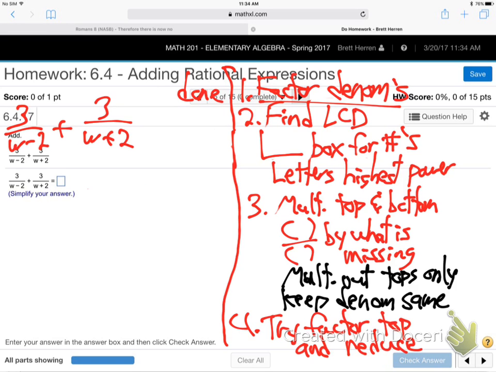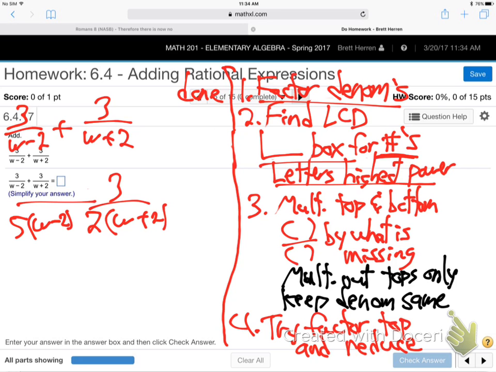Step two, find the common denominator. Now, if you have numbers, you do the L-box thing. If you have letters, you just take the highest of each. Now remember, what do pluses and minuses do? Glue things together, right? So when I say numbers, I mean if there was a 2 in front of that W plus 2, or a 5 in front of that W, some other number in the front. We don't have any out front numbers in these denominators, do we?